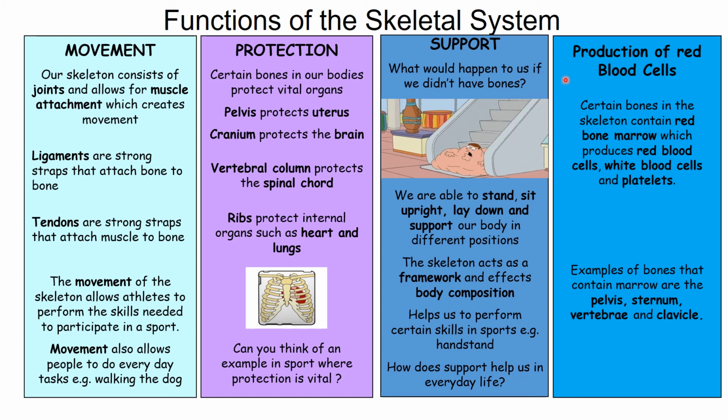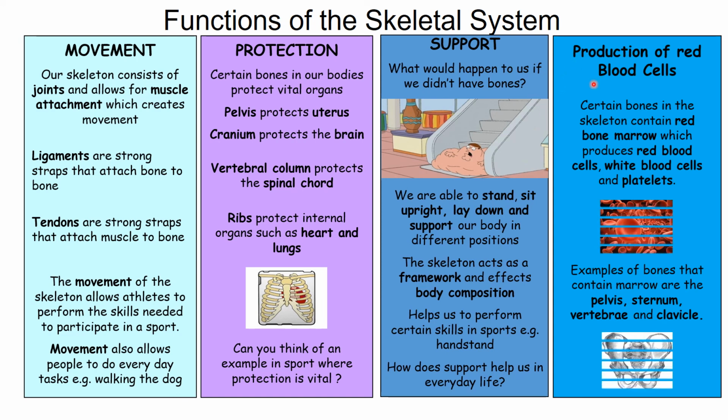And the last one, production of red blood cells. So certain bones in the skeleton contain red bone marrow, which produces red blood cells, white blood cells, and platelets. That's an example of red blood cells there. An example of the bones that contain marrow are the pelvis in the picture, sternum, vertebrae, and clavicle.